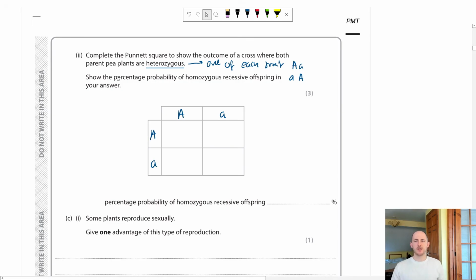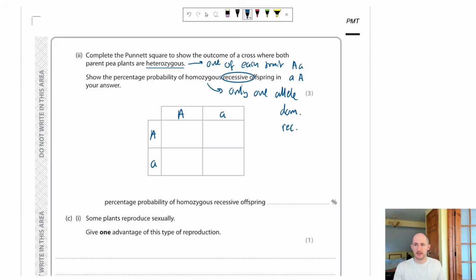Show the percentage probability of the homozygous recessive. So homozygous means you have only one trait. So only one allele, if you like. And it can either be the dominant or it can be the recessive. In this case, we're looking at the recessive trait.